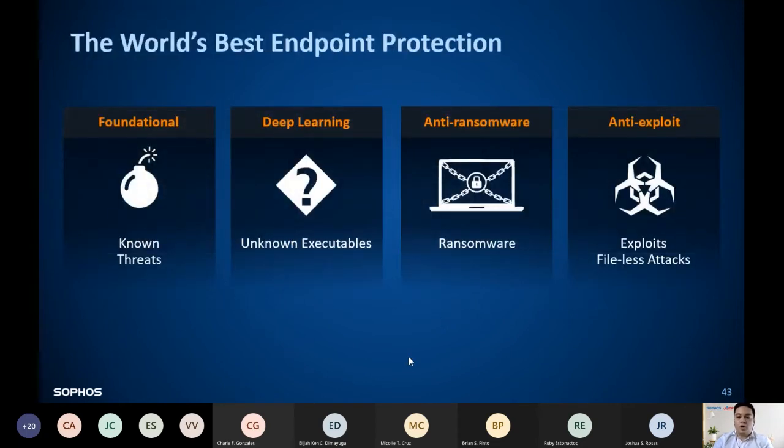Okay, so our Intercept X is basically multiple layers of defense. It comes with the foundational, the deep learning, anti-ransomware, and anti-exploit. So the foundational is for known threats. Historically, we've used a combination of signatures and heuristics to look for known threats. This is the traditional endpoint security that we all know, and it works very well for known threats.